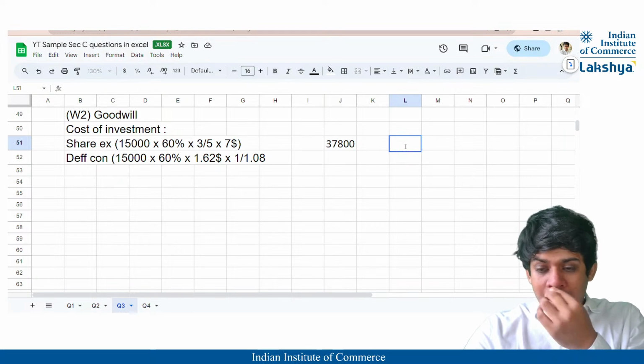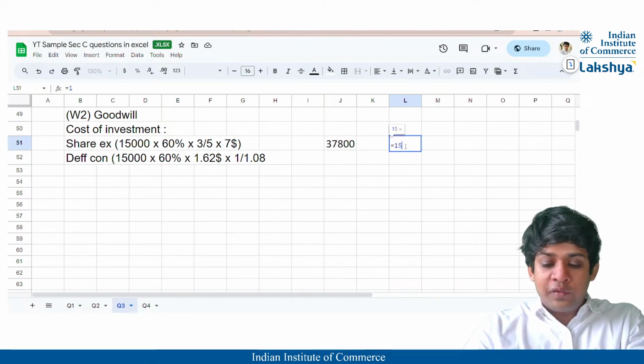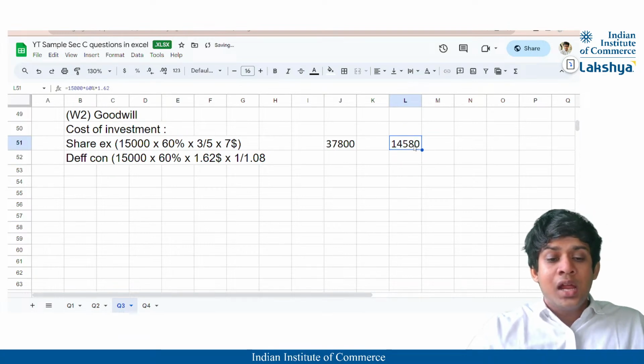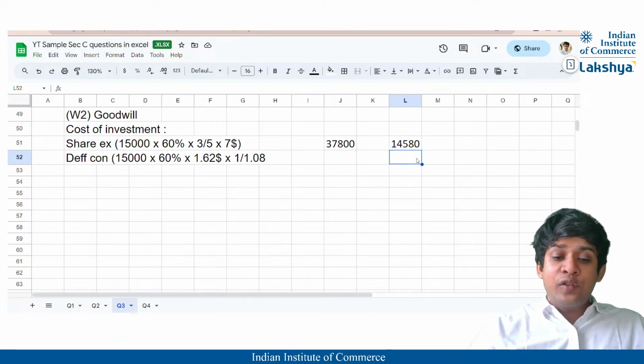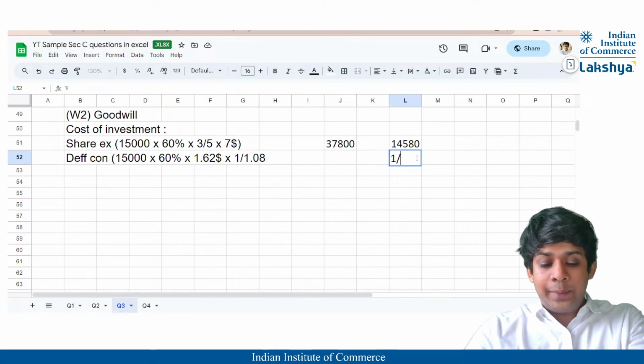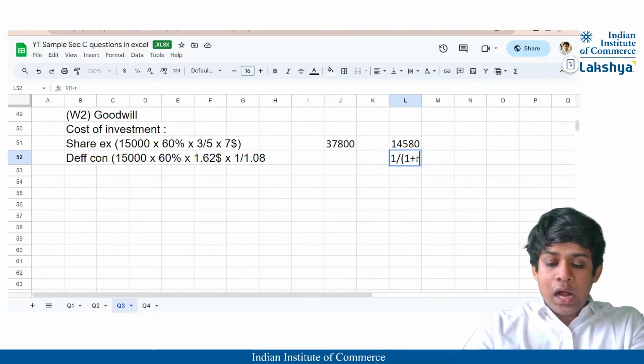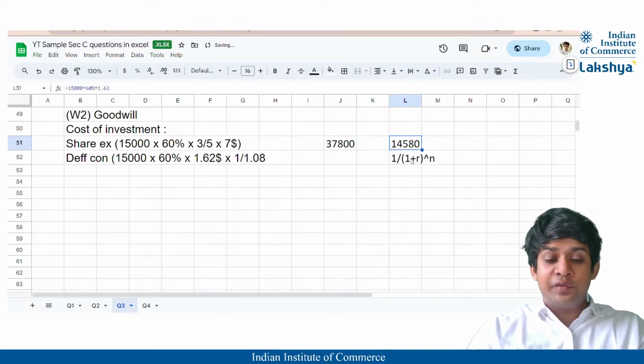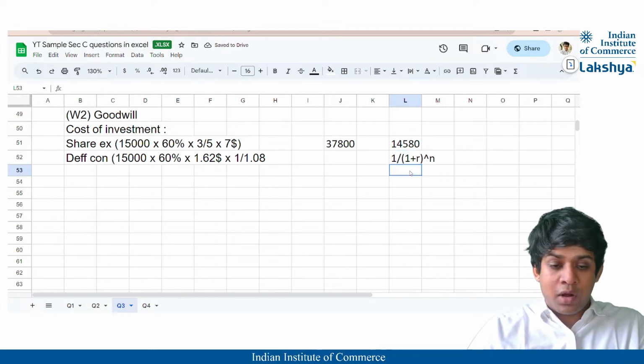Technically, how much do I have to pay? I have to pay 15,000 into 60% into 1.62. This is the total amount that I'm supposed to pay at 31st December 2006, that means after 12 months. I have to calculate the present value of it. So what is the present value formula? 1 divided by 1 plus R raised to N, right? So I'll multiply 14,580 by this formula.